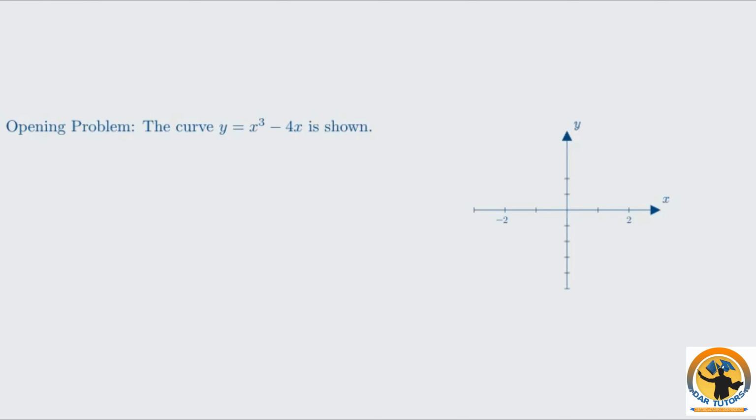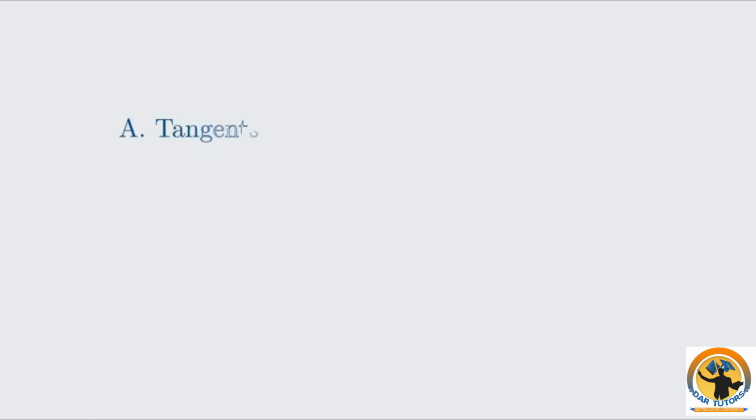Looking at the graph, we can see it has two turning points, a local maximum at B and a local minimum at D. It also passes through the origin, C. Calculus provides the tools to find these points precisely and to describe the curve's shape. In this chapter, we will use derivatives to find tangents and normals, turning points, and inflection points.